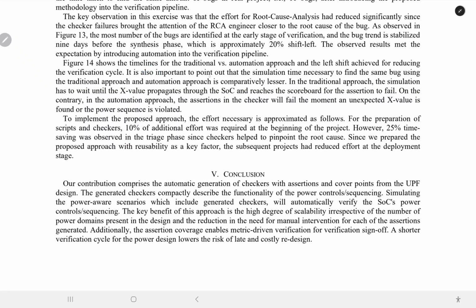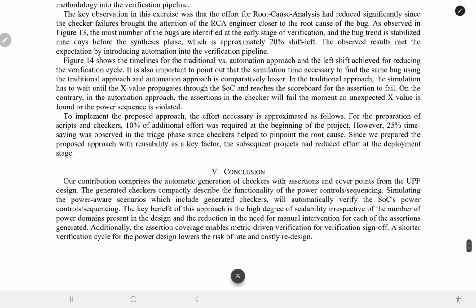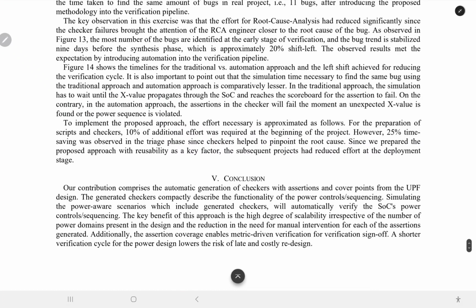It is also important to point out that the simulation time necessary to find the same bug using the traditional approach and automation approaches is comparatively less. In the traditional approach, the simulation has to wait until the X value propagates through the SoC and reaches the scoreboard and an assertion fails. On the contrary, in the automation approach, the assertions in the checker will fail the moment the unexpected X value is found or the power sequence is violated.